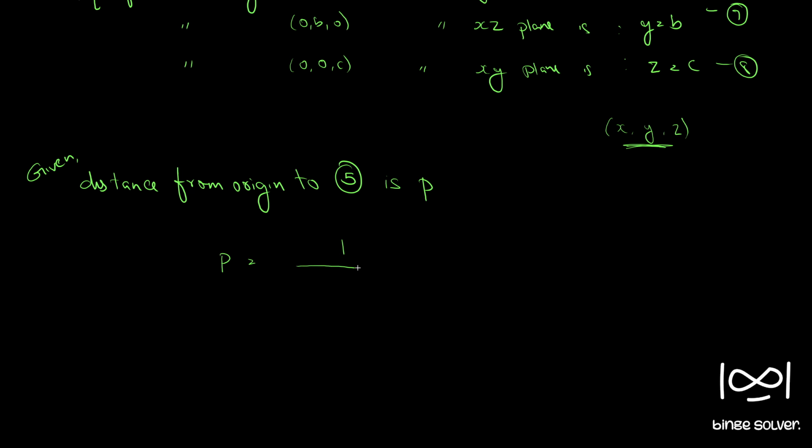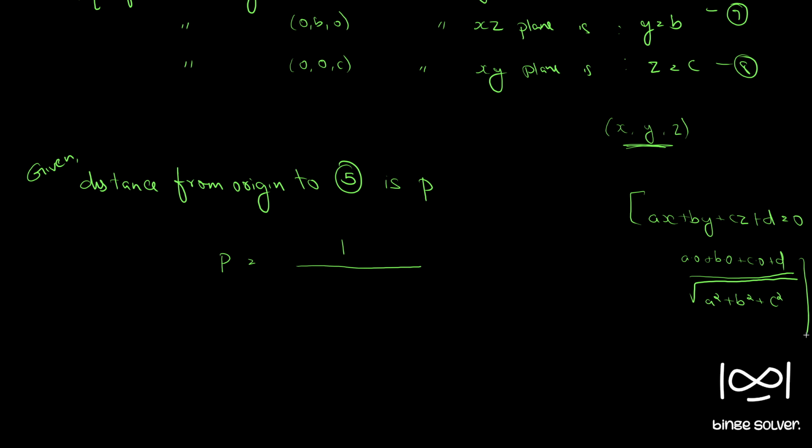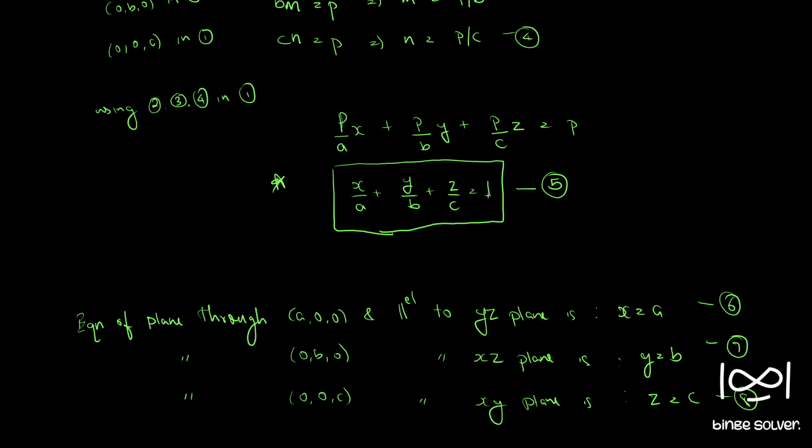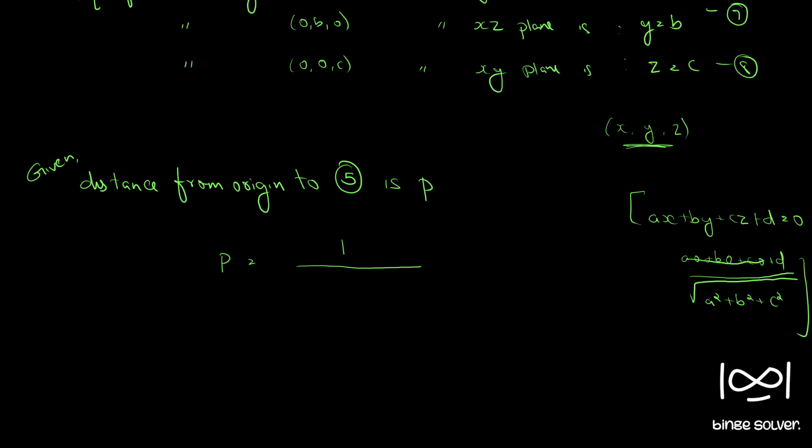If there is a plane ax plus by plus cz plus d equal to 0, the distance from the origin to this plane will be (a into 0 plus b into 0 plus c into 0 plus d) by root of a square plus b square plus c square. We'll be using this here. So a into 0 plus b into 0 plus c into 0, all this cancels, only d by root of a square plus b square plus c square. Here d is minus 1, so we have the distance as 1 by root of a square plus b square plus c square.